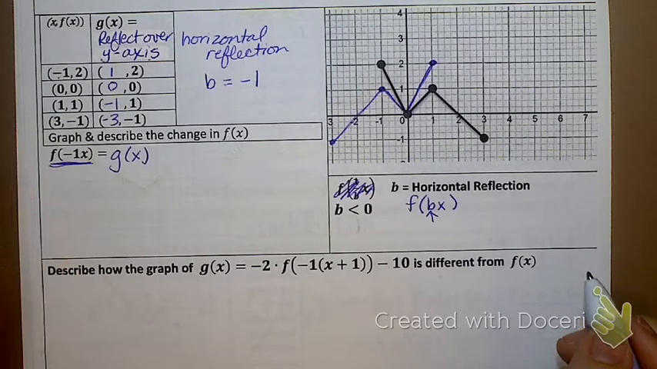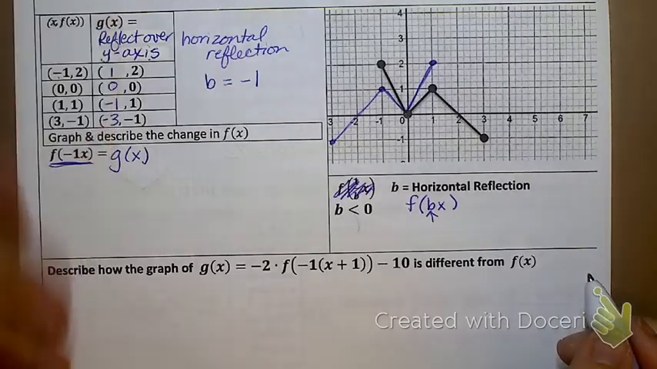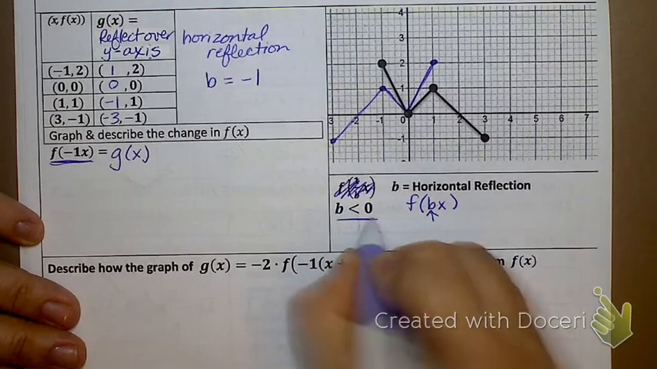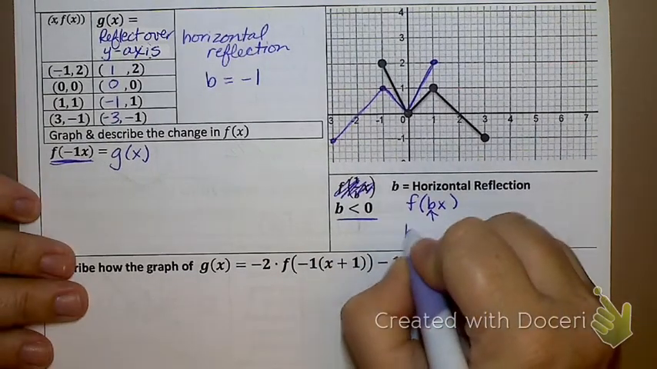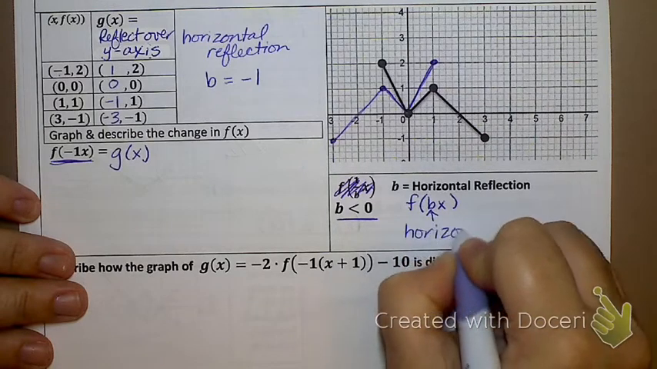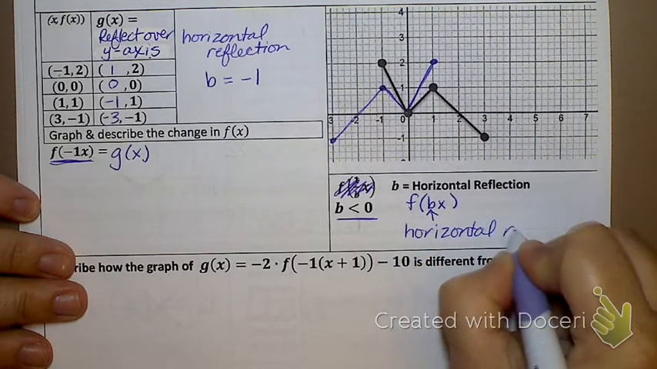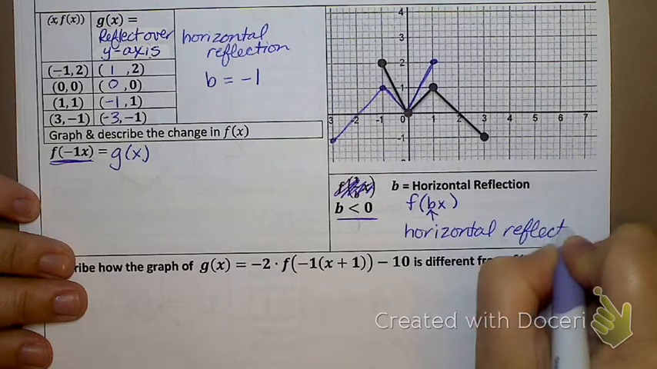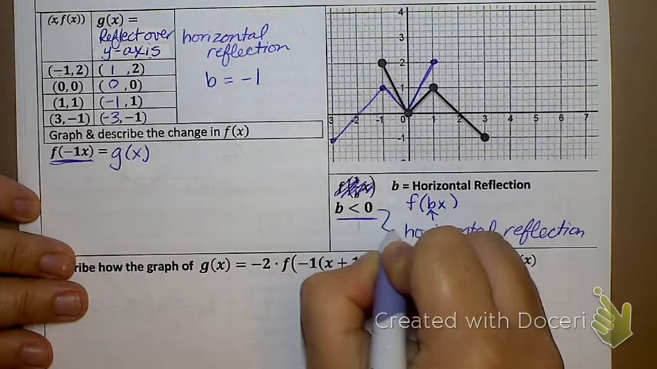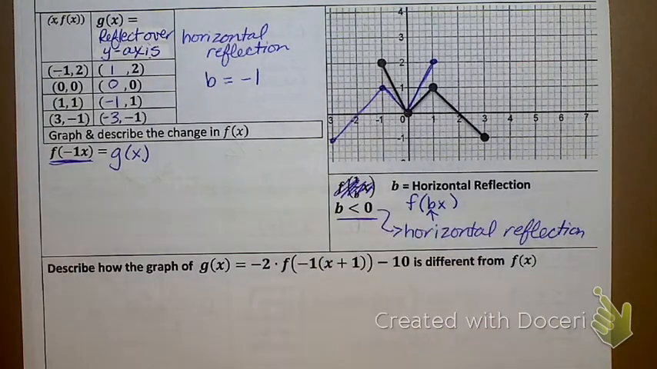It's either not going to be there, meaning it's 1, or it's going to be -1, meaning we have a horizontal reflection when we have it less than or equal to 0. We're not going to do b as -3 because horizontal stretches and compressions are a bit confusing.